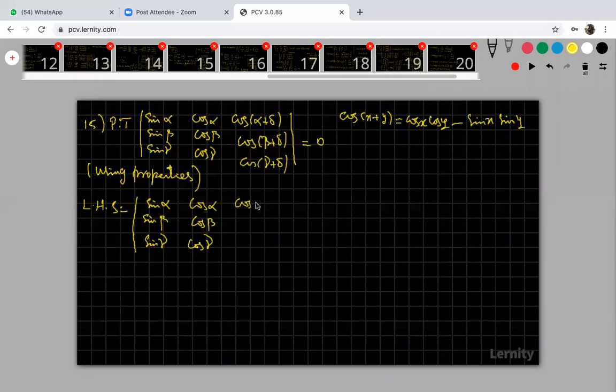So this is cos alpha cos delta minus sin alpha sin delta. Similarly for this term, cos beta cos delta minus sin beta sin delta. And this is cos gamma cos delta minus sin gamma sin delta. Are you okay?